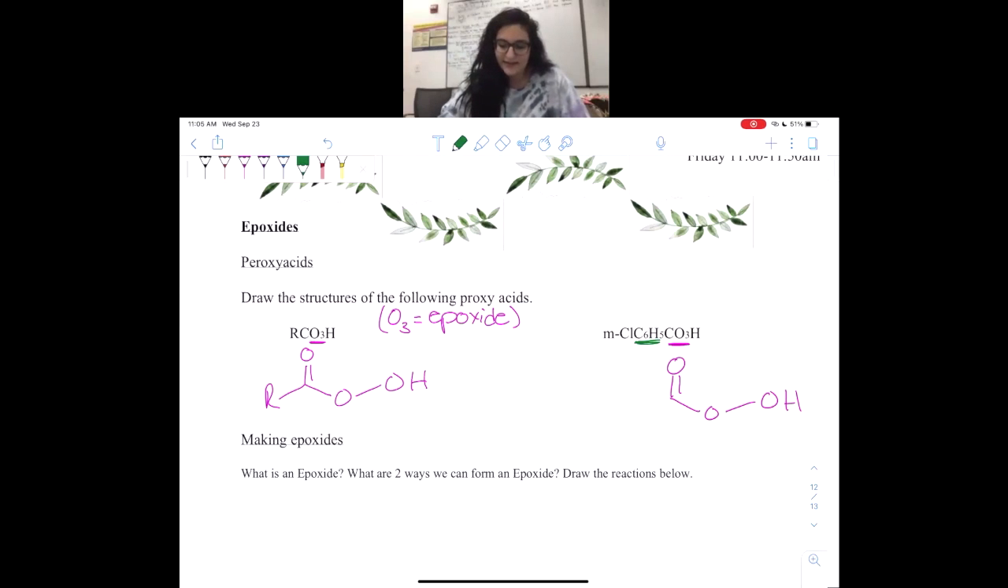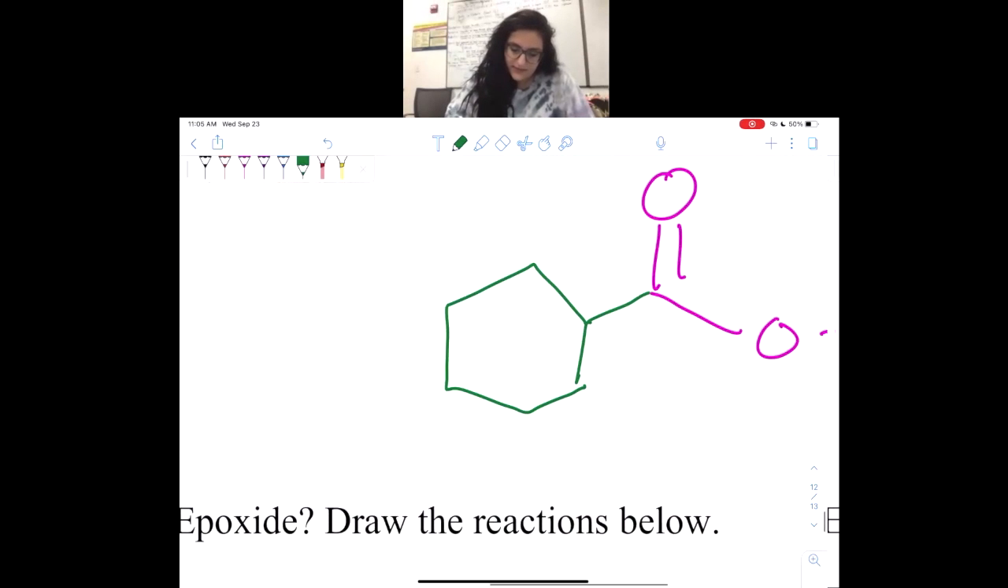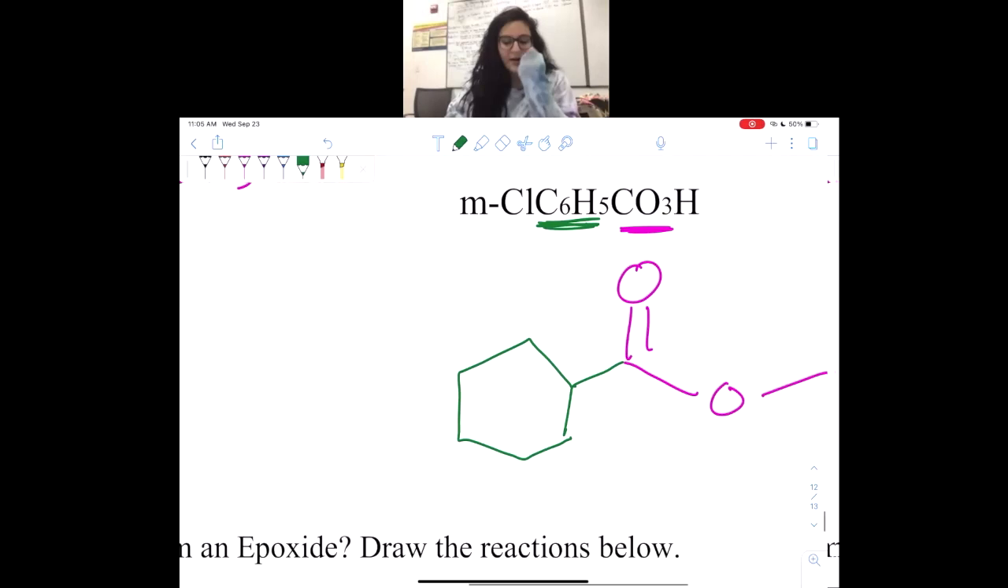Yes, everyone's correct. It is a benzene ring. So let's draw that out. That was really ugly, but it's good enough. So coming off of the benzene ring, we have a chlorine, and it is M chlorine. Does anyone know what the M stands for? We haven't covered it yet, so if you don't know, that's okay.